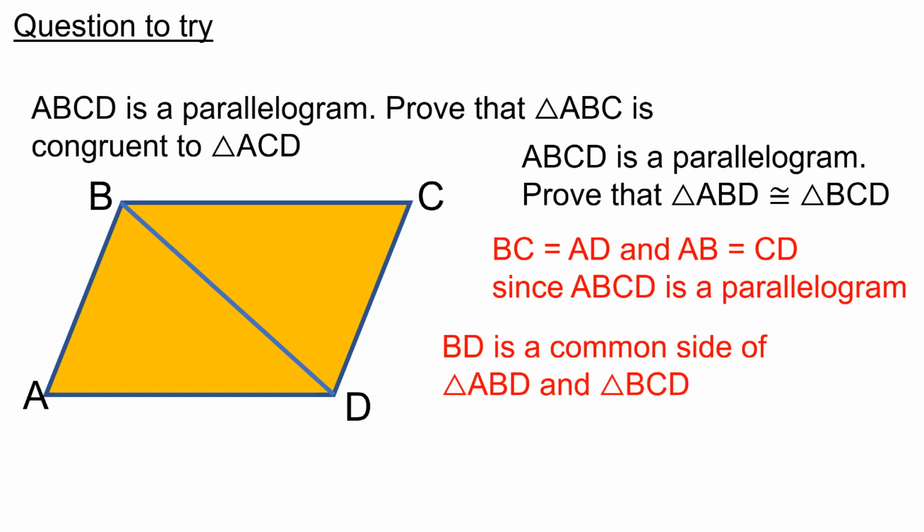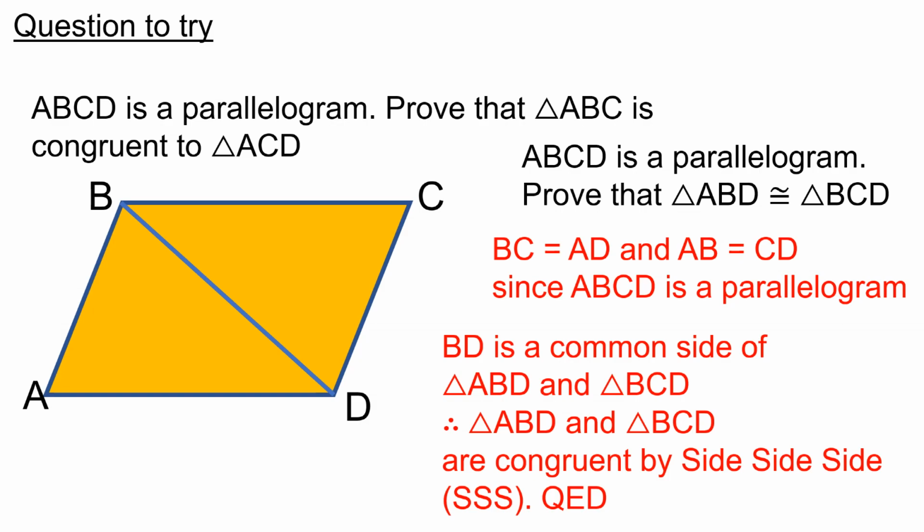Secondly, AC is a common side of triangles ABC and ACD. Therefore, we can say that ABC and ACD are congruent by side, side, side because we've shown they share this side in common. This side is the same as this side is the same as this one up here. So what that shows us is that the two triangles have equal sides, so by side, side, side they are congruent.